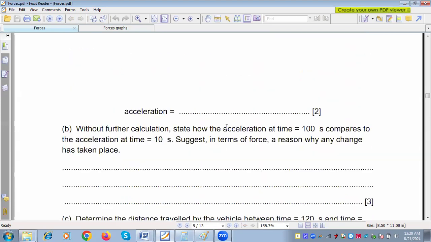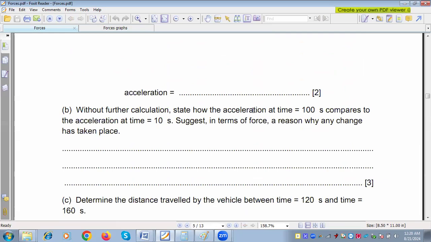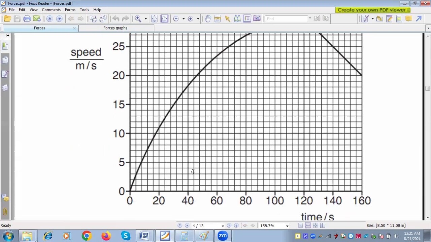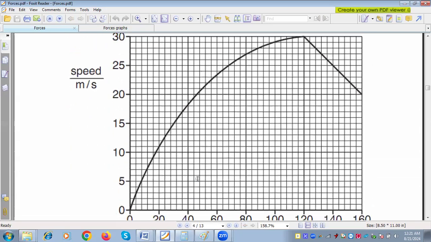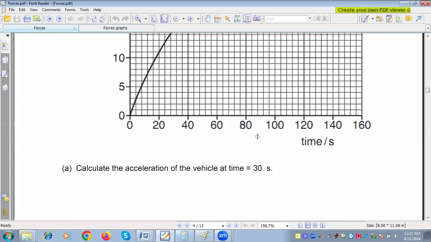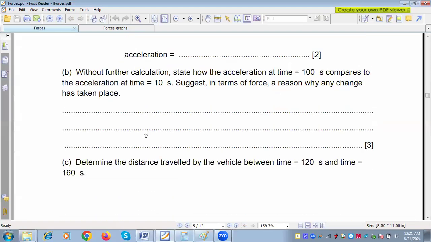So why is this happening? Without further calculation, you don't have to calculate, you just have to compare. In the beginning the acceleration is greater, and later on, at 100 seconds, the acceleration is smaller because the graph is less steep, and at 10 seconds the acceleration is greater, so acceleration is decreasing. Why is this happening? It means resistive forces are increasing. The forces which oppose the motion of the vehicle are increasing. The backward force increases, so the resultant force in the forward direction decreases.